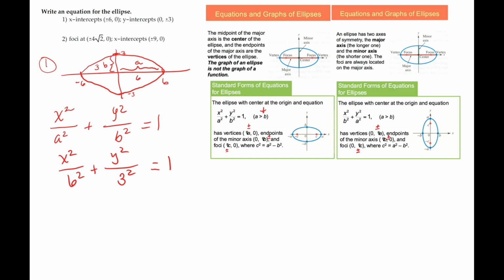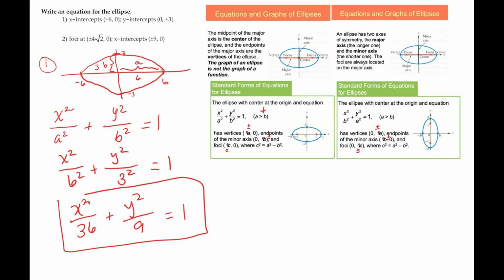Okay, and when we simplify this, we get something like this: x squared over 36 plus y squared over 9. And that's a funky looking plus sign there. And that should equal 1. Okay, so this right here is the equation for the first ellipse.